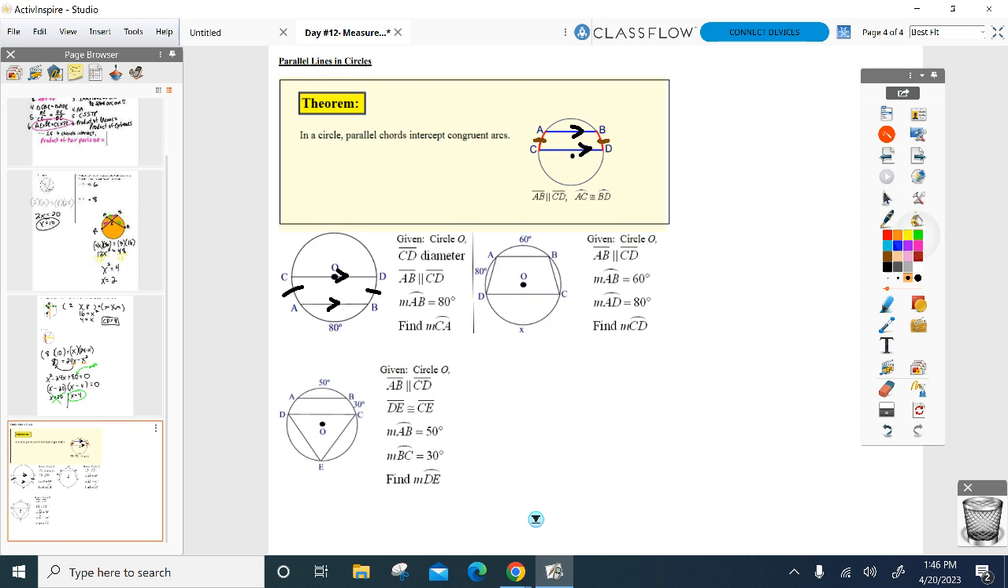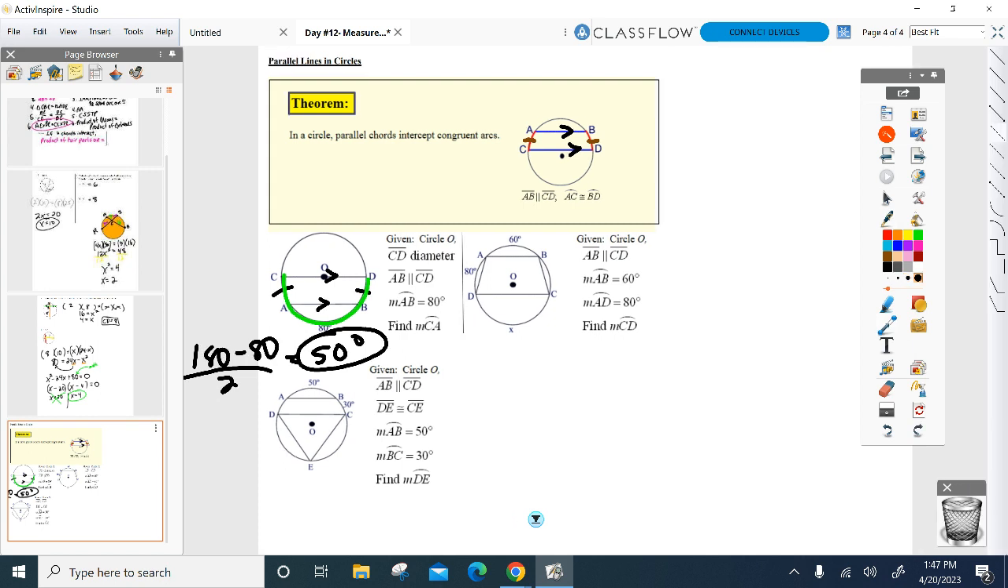So everyone good that now that COD is a diameter, this is a semicircle which measures 180. So 180 minus the 80 I already have, divided by 2 because those two arcs are congruent based on my theorem. 50 degrees for arc CA. All right, you and your group, see what you can do with the last two. I'll write my work up here.